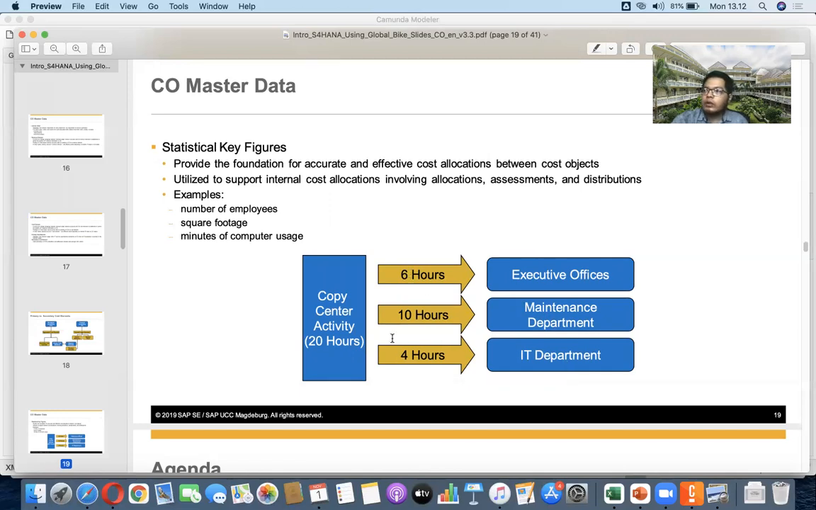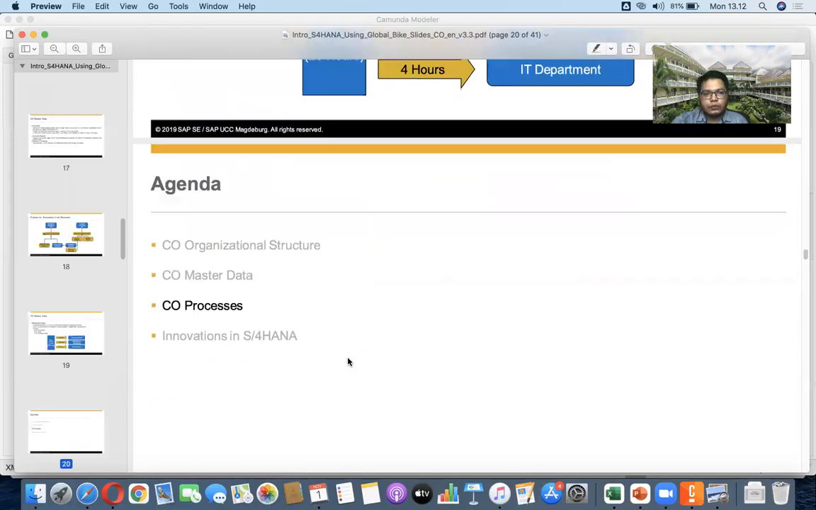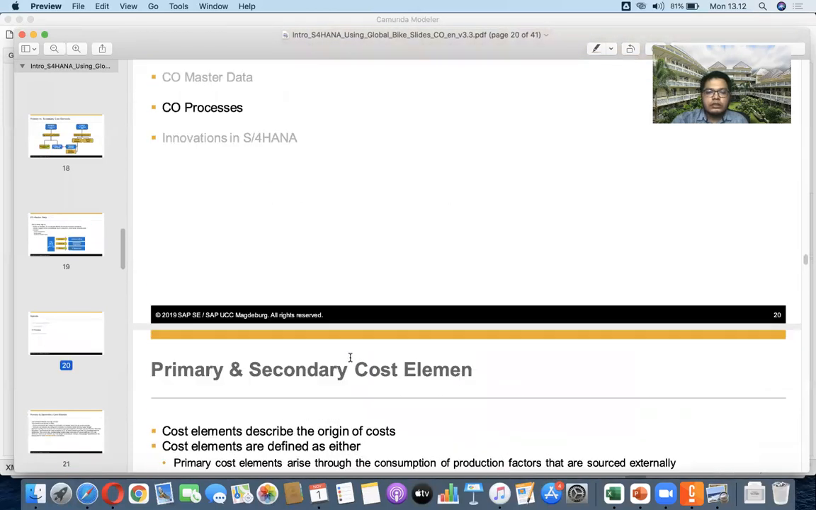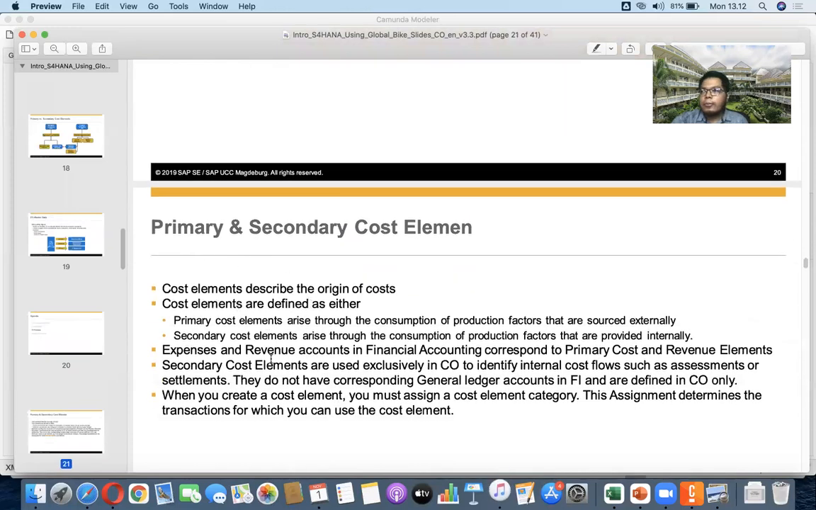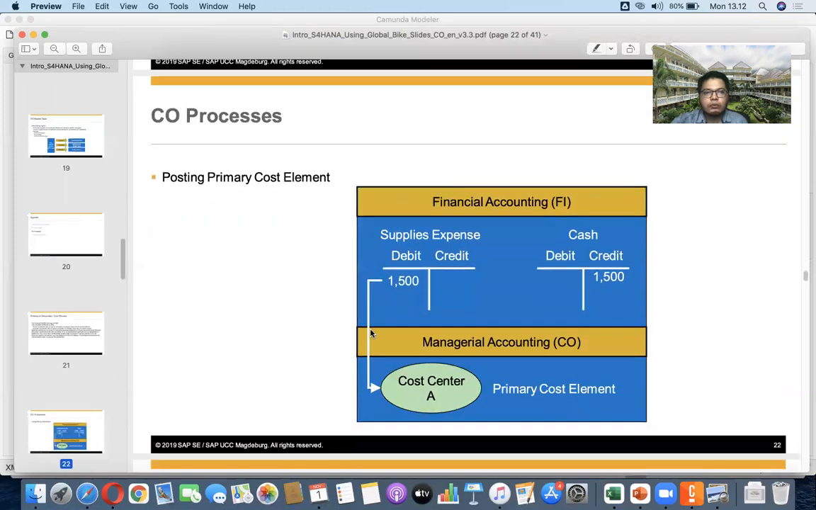Then this later on will be transformed, or related to the cost, the money itself by the system. The process itself is basically just trying to connect the primary and secondary, how to break the primary to the secondary cost element, and also how to aggregate the secondary cost element to primary. This is just to transform in this kind of thing. As you can see here, in financial accounting, all of the expense will become the cost center, and in managerial accounting will become the primary cost element.